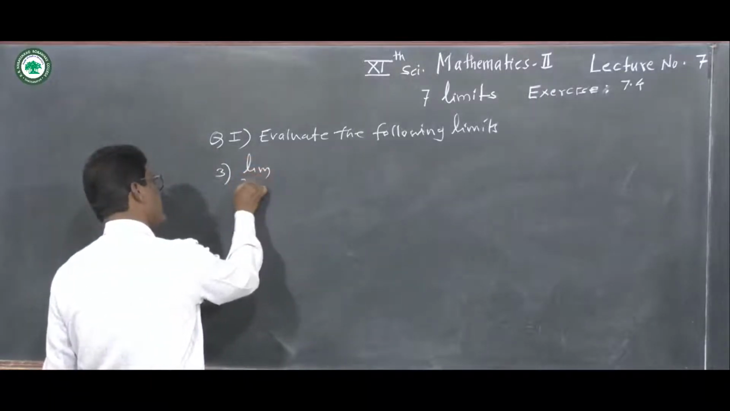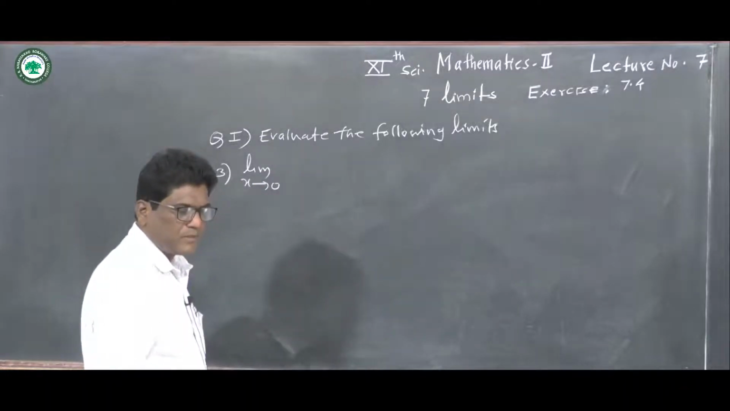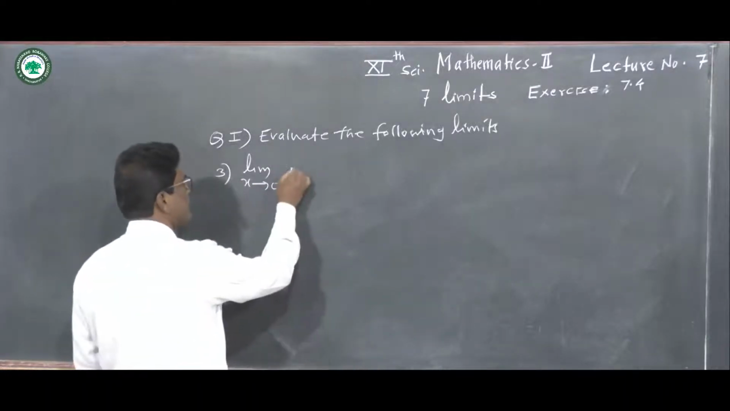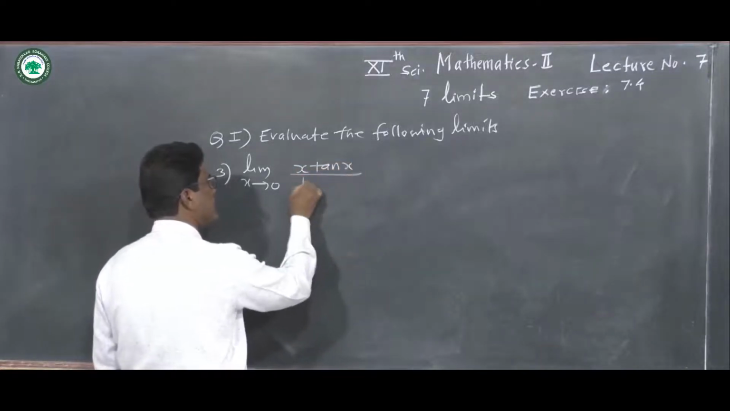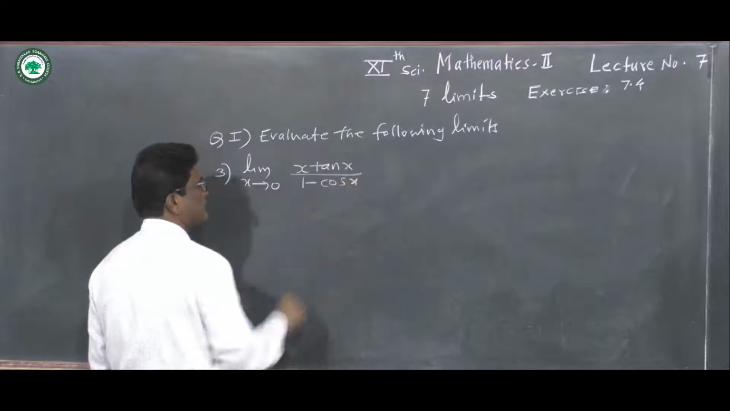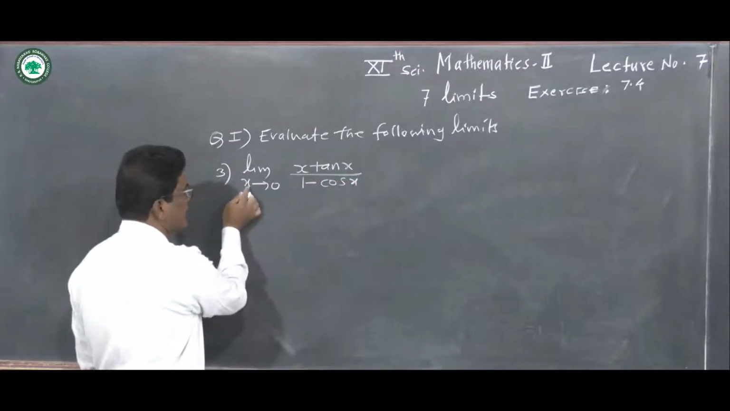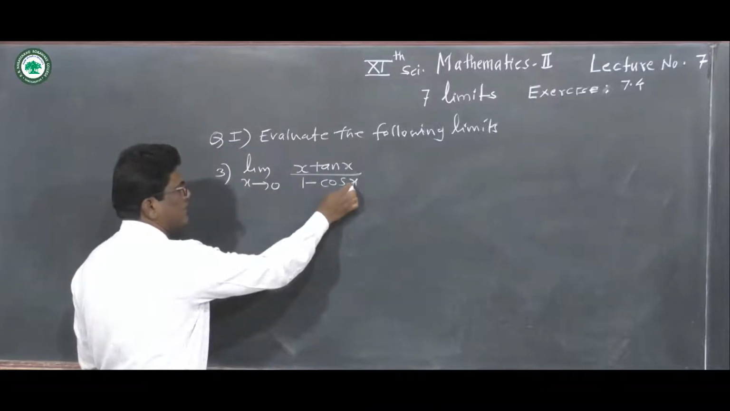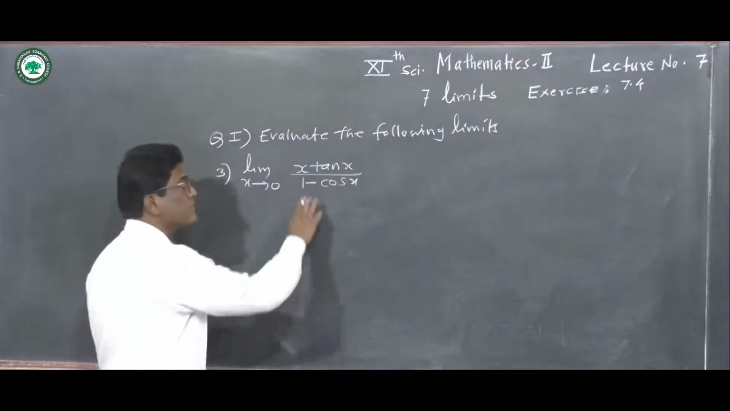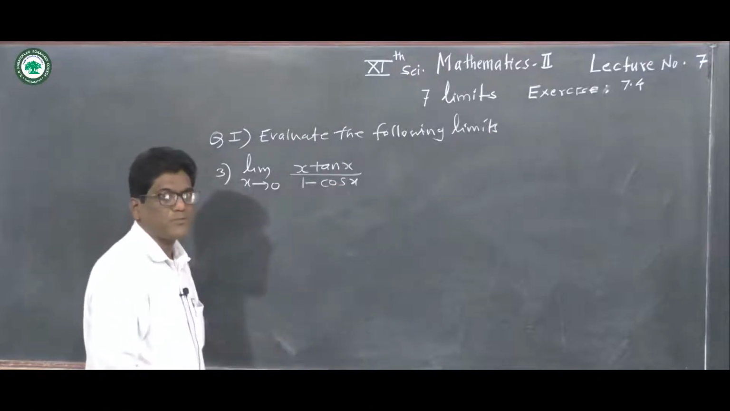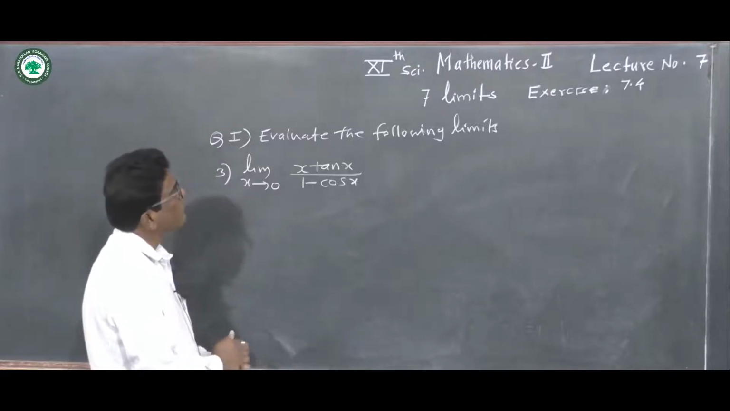Limit x tends to 0, x tan x upon 1 minus cos x. Now here in the denominator, 1 minus cos x, if we put x equal to 0, 1 minus cos 0, cos 0 is 1, so 1 minus 1 is 0, the denominator becomes 0. So we have to solve using our previous method also.